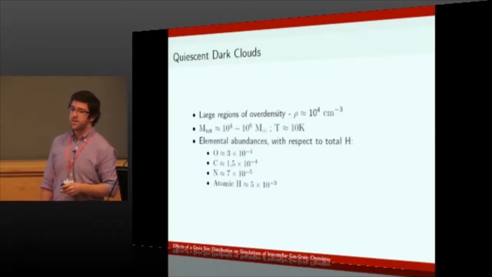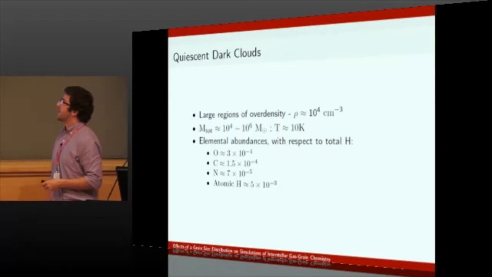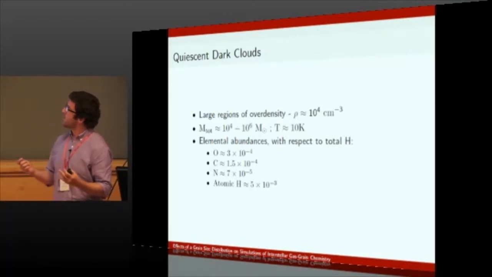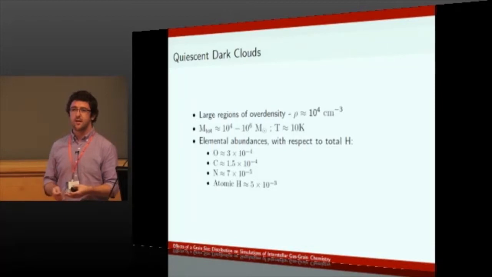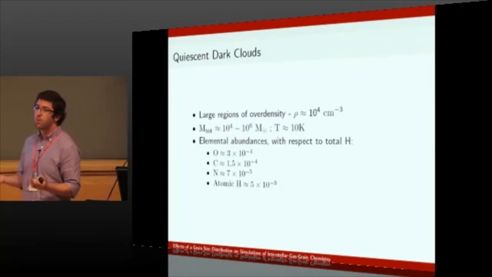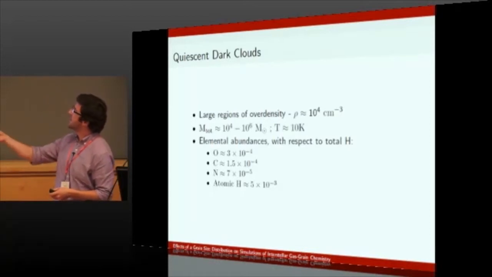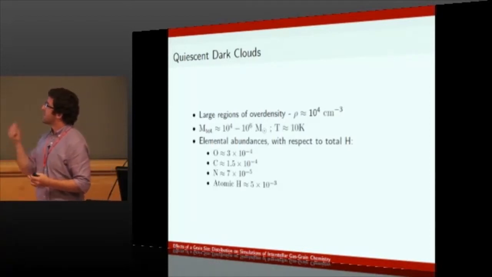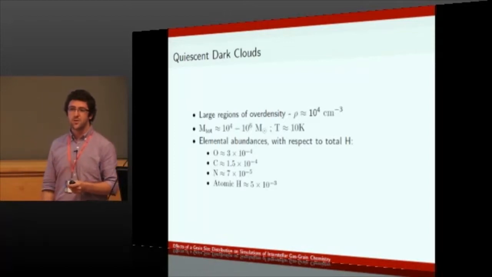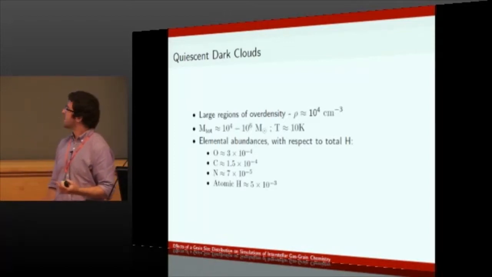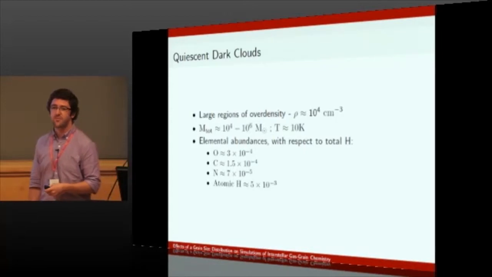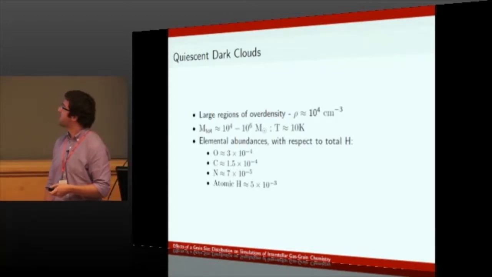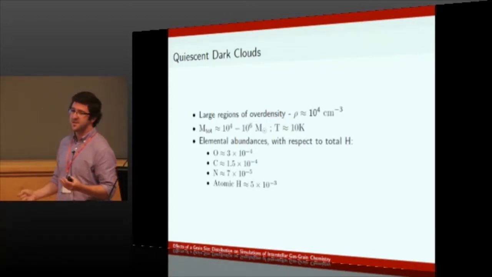So applying this model to a quiescent dark cloud. Quiescent just means it's static. It's not yet collapsing. It's not entering the protostellar phase, so it's fairly boring, as you might want to say. But it is a large region of overdensity. The density here is around 10^4 particles per cubic centimeter. I think most people could realize that's a fairly low number. It's a pretty good vacuum, but it's still more dense than your average interstellar space.